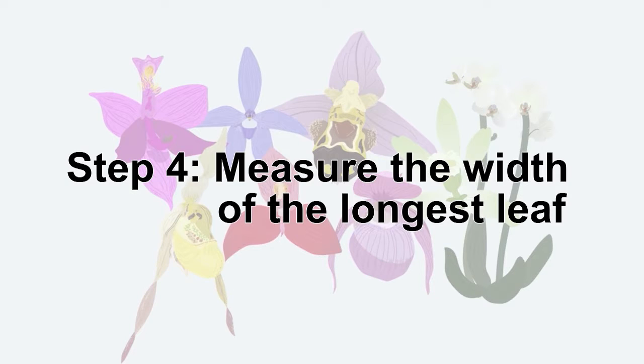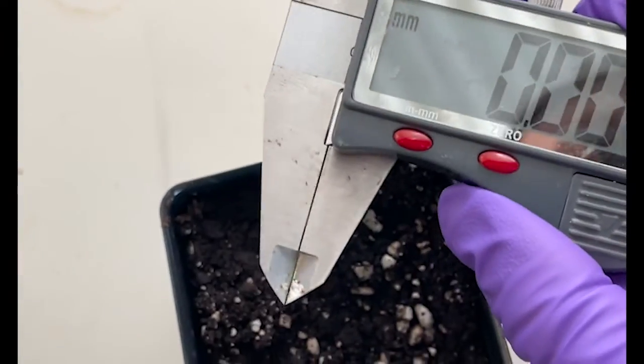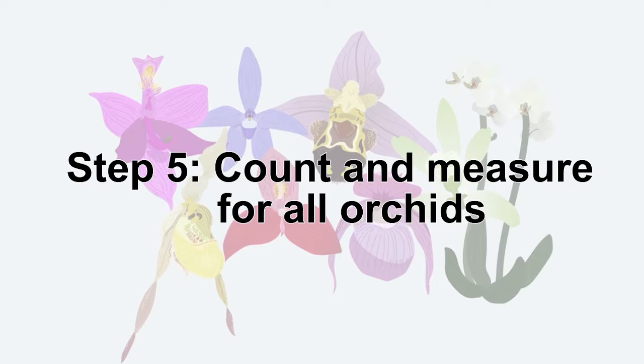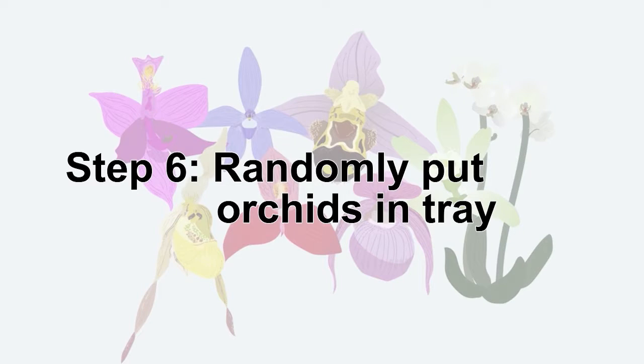Step 4 is to measure the width of the longest leaf. Instead of using a ruler, use the caliper that you have to measure the width. Record the number on your data sheet. Step 5 is to continue counting the number of leaves and measure the height of leaves for all orchids for each treatment. Step 6 is to randomly put the orchids in the greenhouse tray spots.